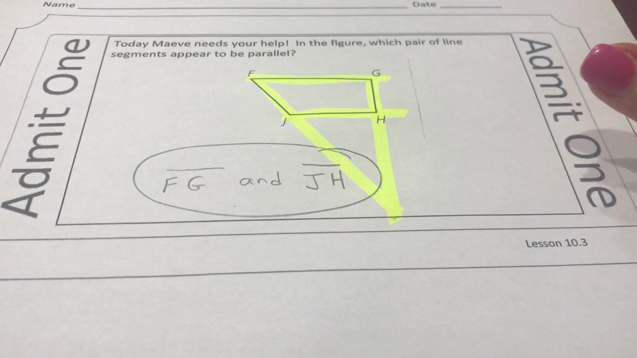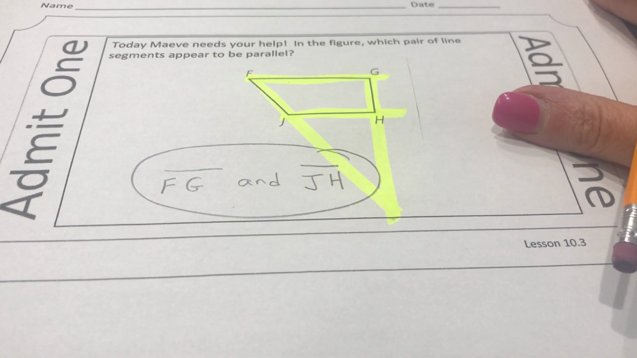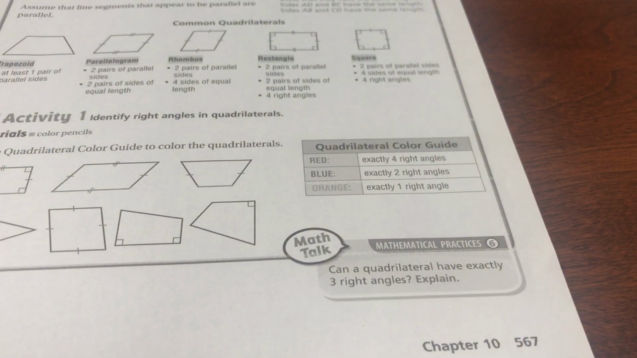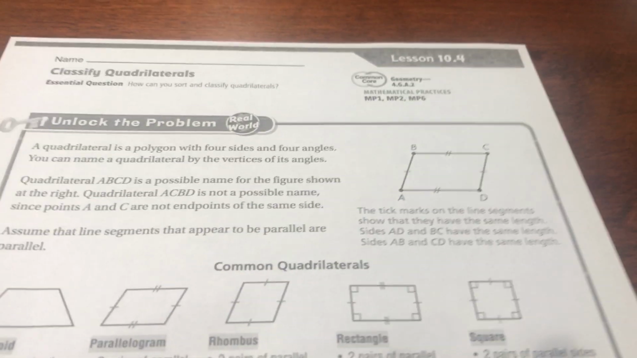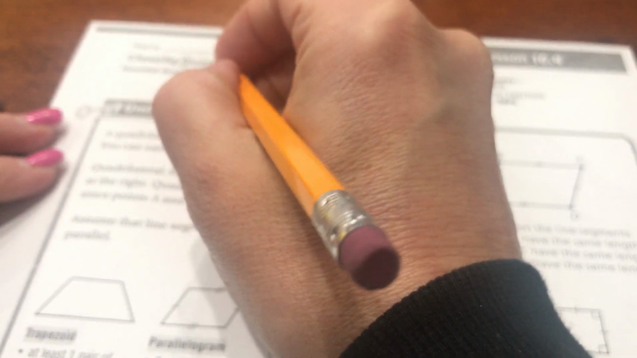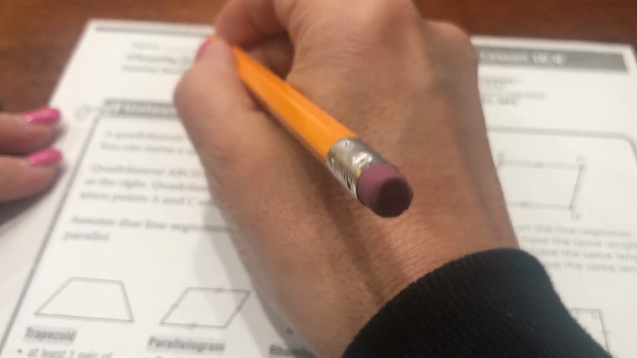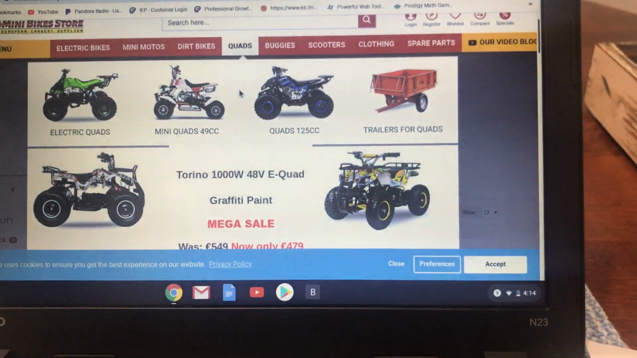Okay? All right, so let's go right into the lesson of the day, which is 10.4, and it's classifying quadrilaterals. So quadrilateral, well, what's a quadrilateral? Well, I always think of the prefix quad. And quad means four. And every time I think of quad, I think of quads, okay?